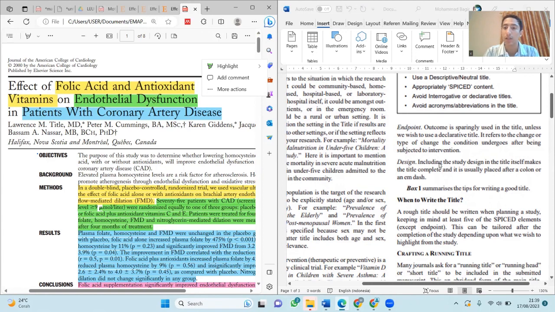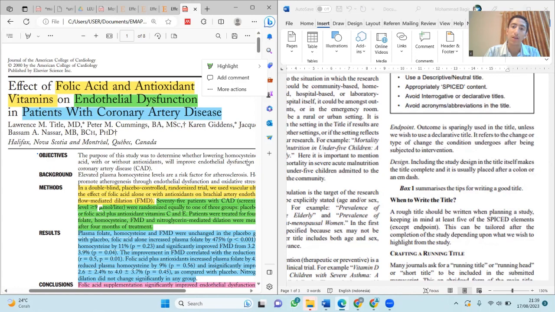design. Including the study design in the title itself makes the title complete, and it's usually placed after a colon. In this article, we cannot find the design. So, SPICE is done.